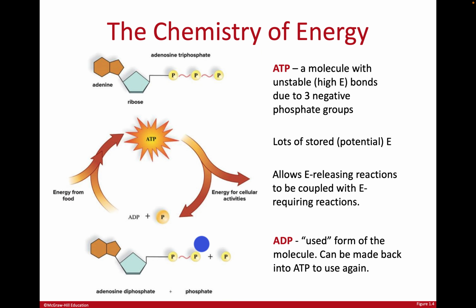There's a molecule that transports energy around living organisms, and its name is ATP. Okay, ATP is the molecule. This is what it looks like.